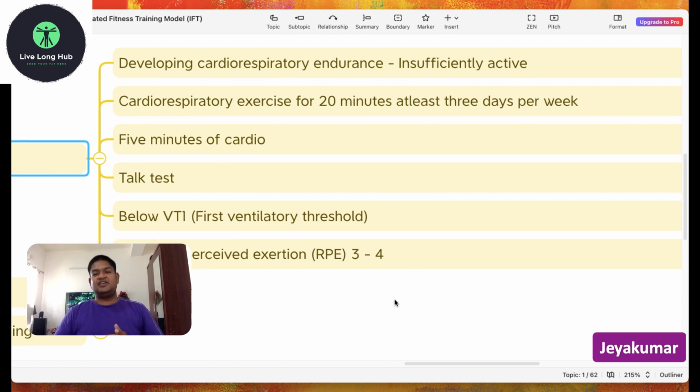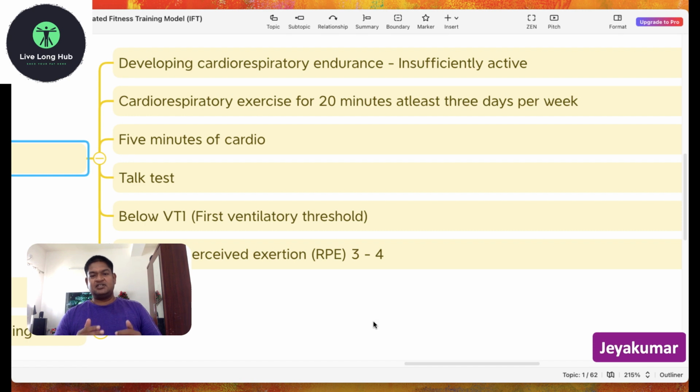This is for insufficiently active people who have not done exercise for a very long time. Also, they may have some health disease and are just recovering from it. So we need to start with base training for them. This is to develop cardiorespiratory endurance. How this is decided is whether the individual is able to do this exercise for 20 minutes at least 3 days per week.